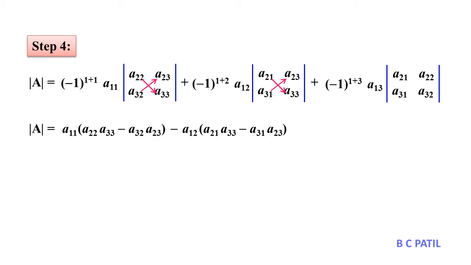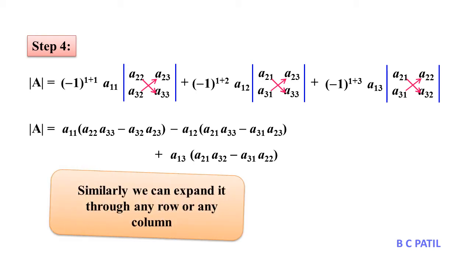Plus minus 1 raised to 1 plus 3, that is minus 1 raised to 4, which is plus 1. Plus 1 into A13 is plus A13, times the determinant of the 2 by 2 matrix, which is the product of diagonal elements A21, A32 minus A31, A22. This is the determinant of a matrix of order 3 by 3.